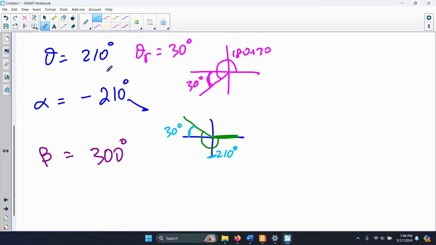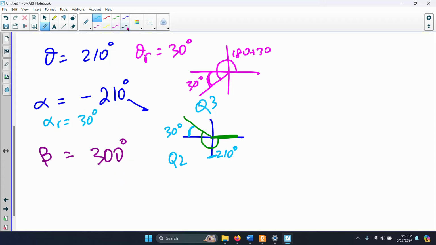And notice that every angle has a negative counterpart, but it's not necessarily going to be the same reference angle. It depends where it lands. In this case, I picked them on purpose to show you that two completely different angles, 210 and negative 210, land in different quadrants. The first one landed in quadrant 3, Q3, and this one landed in Q2, and yet they both have the reference angle, alpha reference, equals 30 degrees.